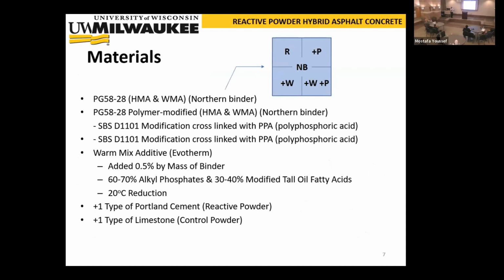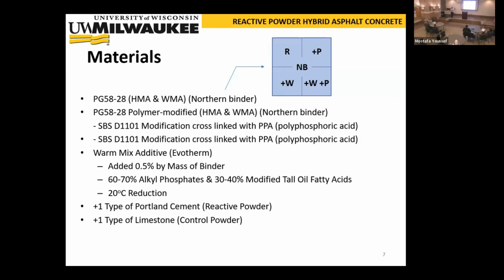So the binder we used was a typical PG 58-28, typical for Wisconsin. Then we modified it or added some additives to it, like adding a polymer, which is considered a modification, represented by the plus P. We added warm mix additives, so that it will be more flowable, more lubricating. That's the plus W, or the combination of both the warm mix additive and the polymer modification.